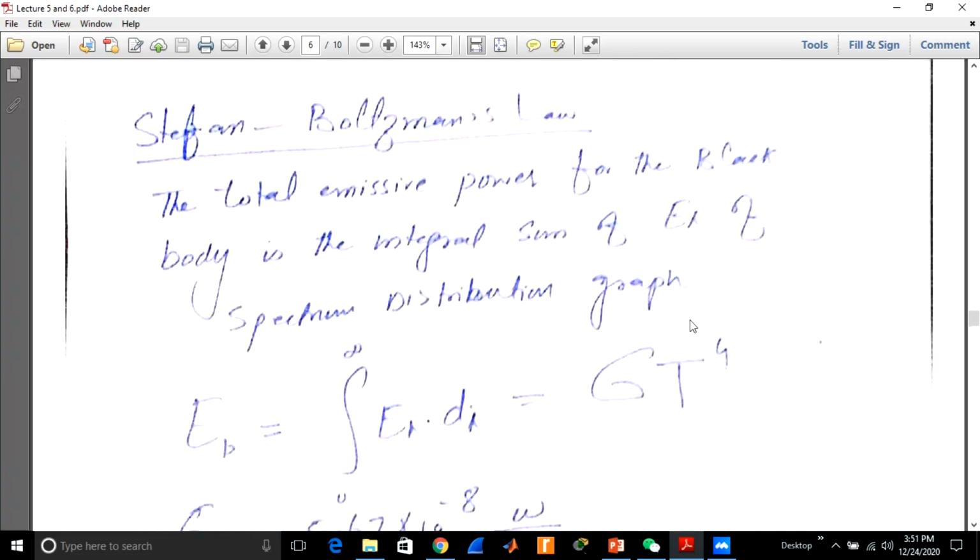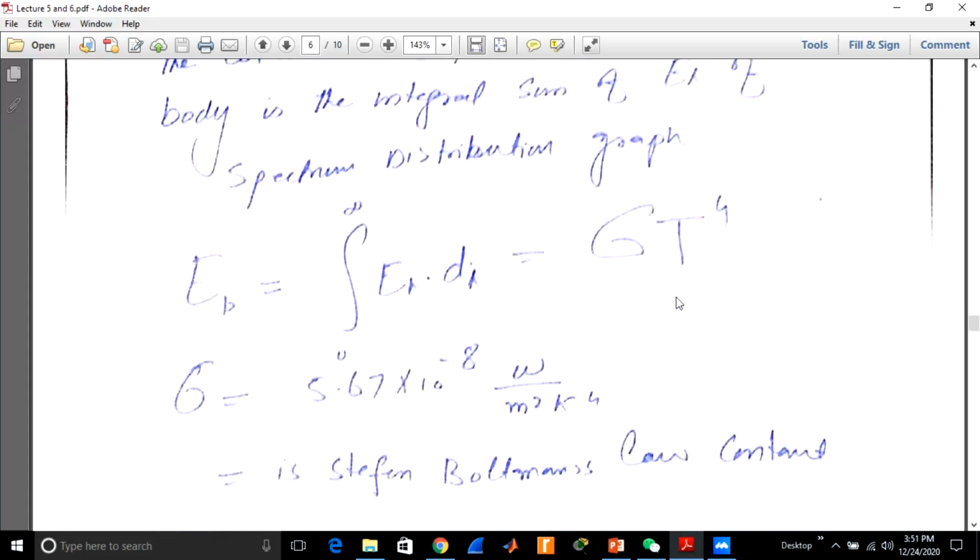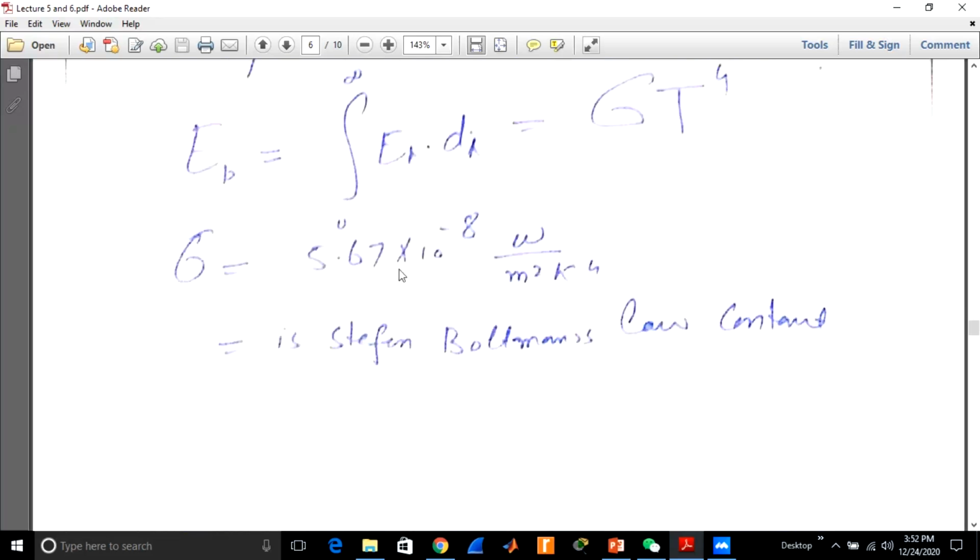So the statement of the Stefan-Boltzmann law is that the total emissive power for the black body is the integral sum of emissive power at specific wavelengths in the spectral distribution graph. When you calculate this from 0 to infinity, E lambda d lambda, it will be equal to sigma T to the power 4. And sigma is the constant, called the Stefan-Boltzmann constant, whose value is 5.68 times 10 to the power of minus 8 watt per meter square Kelvin to the power 4.